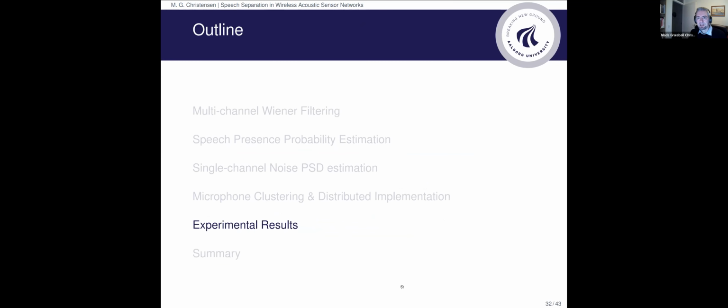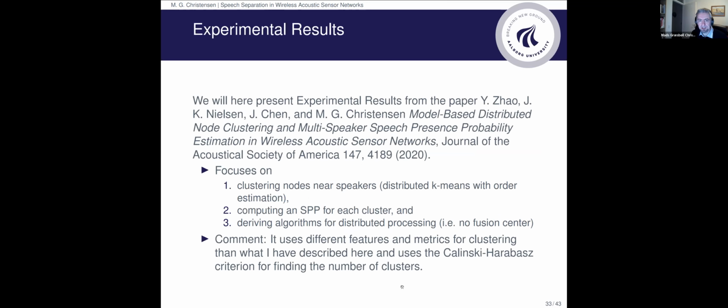All right, let's take a look at some results. These are the results from the paper I mentioned before. The results focus on clustering nodes near speakers using distributed k-means with order estimation, computing the speech presence probability for each cluster, and the algorithms for distributed processing. I should mention that the results in this paper perform the clustering slightly differently than what I mentioned here, but I don't think it matters too much.